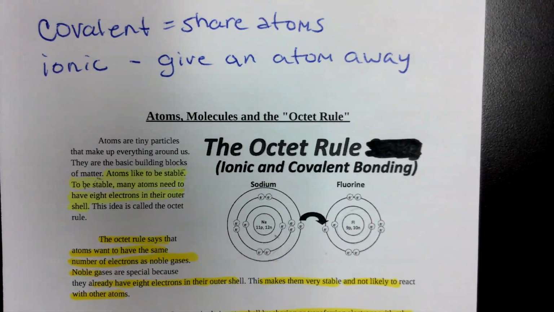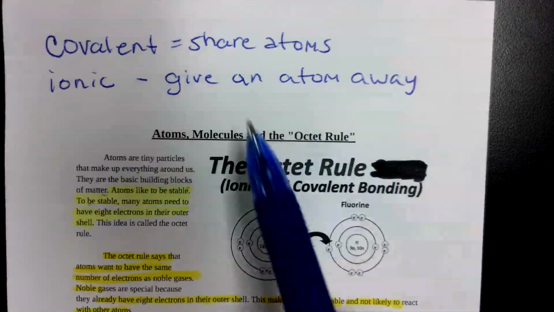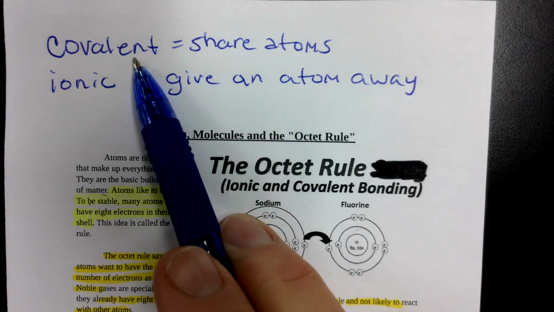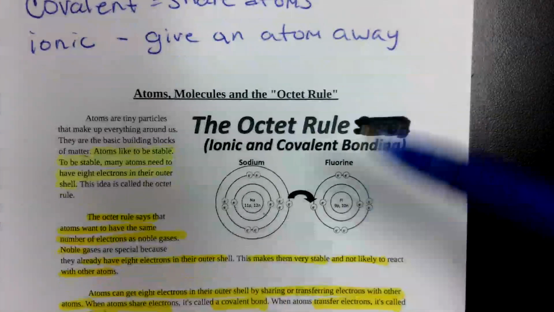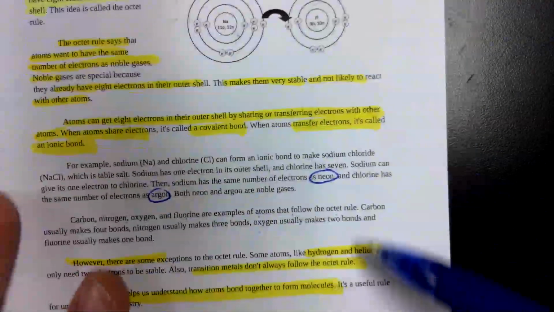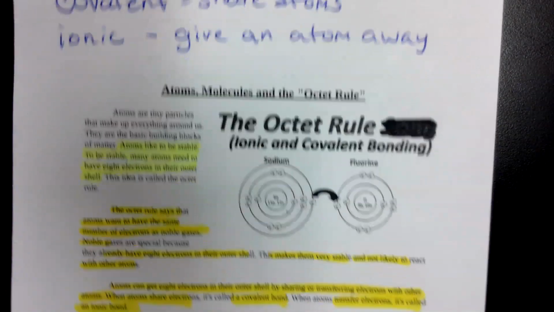So just a real quick review. The octet rule explains to us that atoms like to have 8 electrons in their outer shell. If they don't, they're either going to share them through covalent bonding, or they're going to give them away through ionic bonding. And this paragraph really talks more about ionic bonding than covalent bonding.